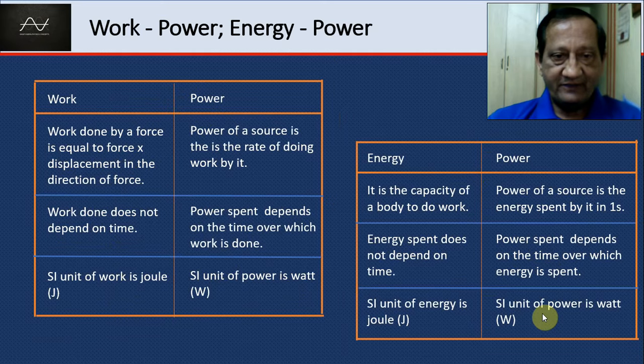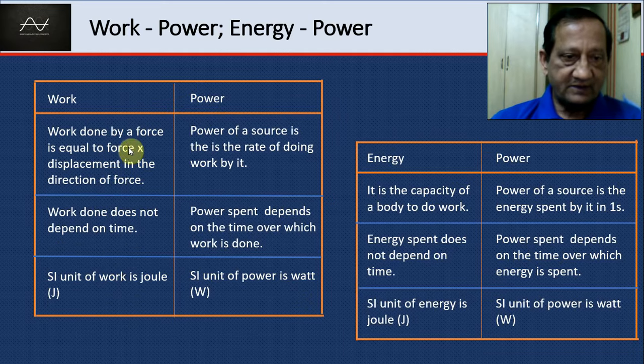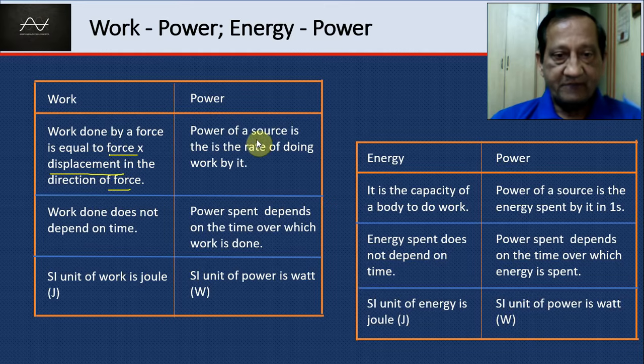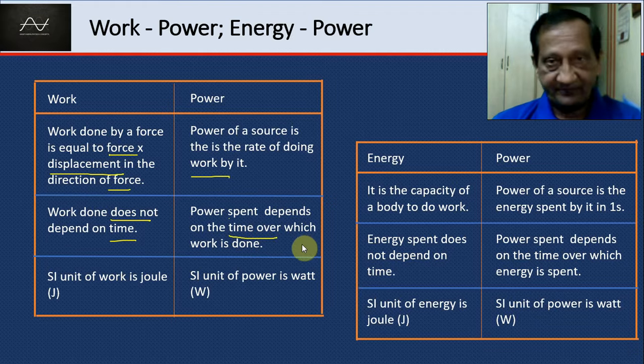Just to tabulate work versus power and energy versus power. What is work? Work done by a force is force into displacement in the direction of the force. Power of a source is the rate of doing work by it. The work doesn't depend on time, but the power spent or delivered depends on the time over which that work was done. SI unit of work is joule, SI unit of power is watts.